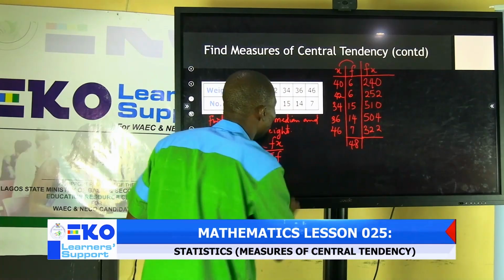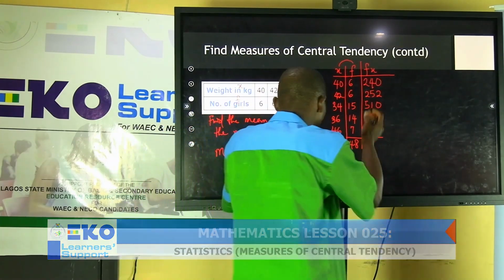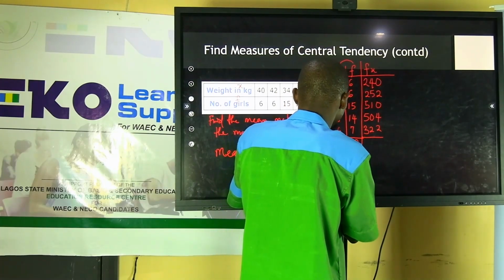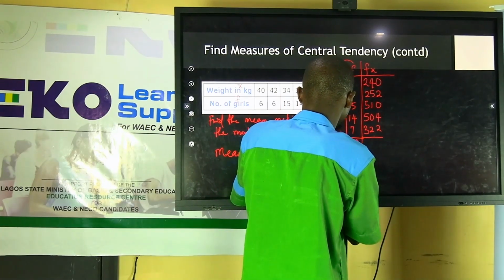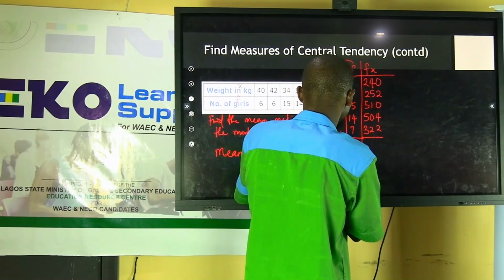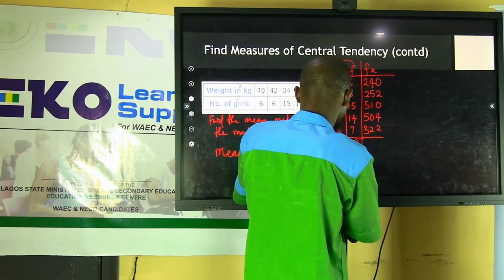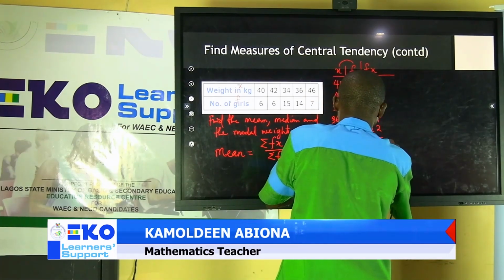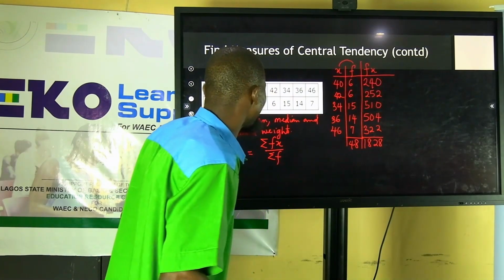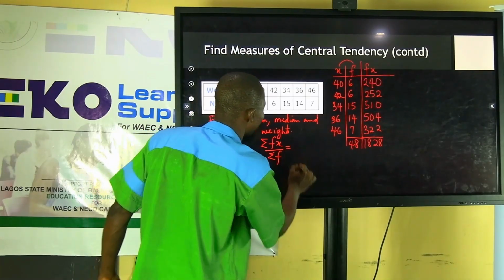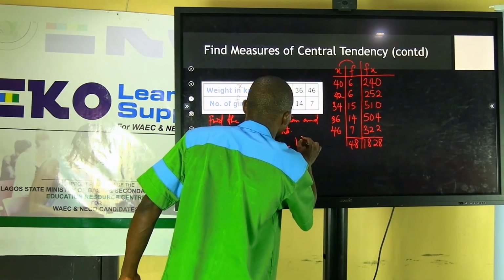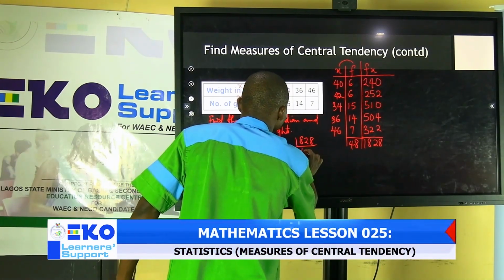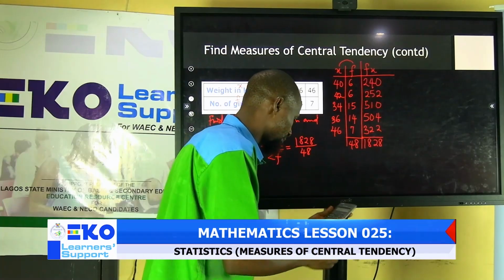Okay, so we also need to add that column together. So please quickly add them up. 322 plus 504 plus 510 plus 252 plus 240. And that will give us 1,828. Okay. So from that, it means summation of fx is 1,828 divided by summation of f, which is 48.